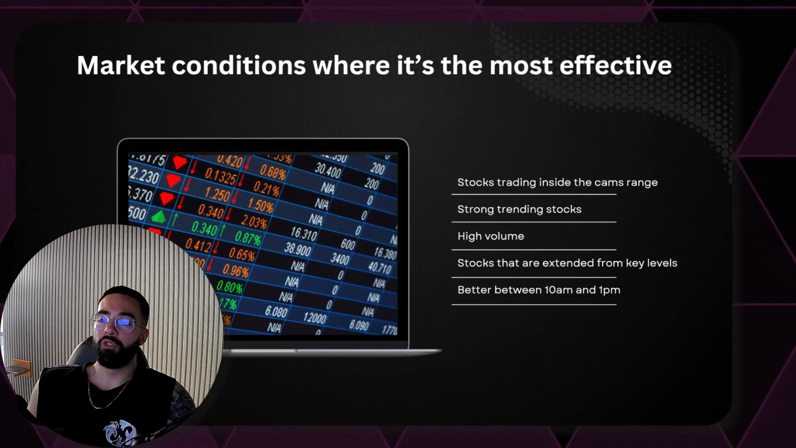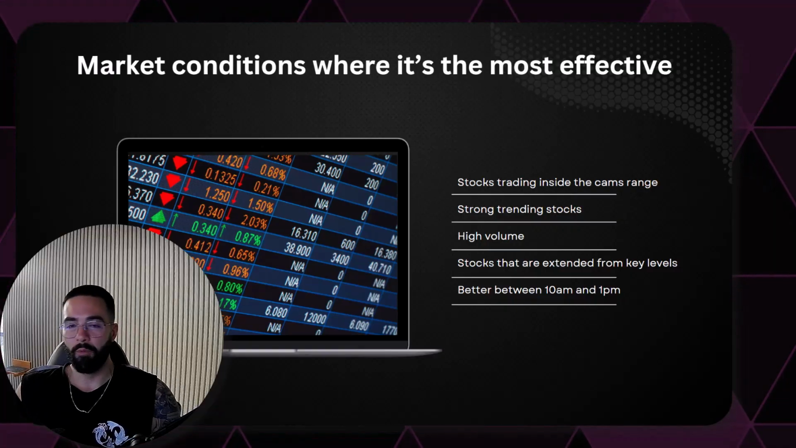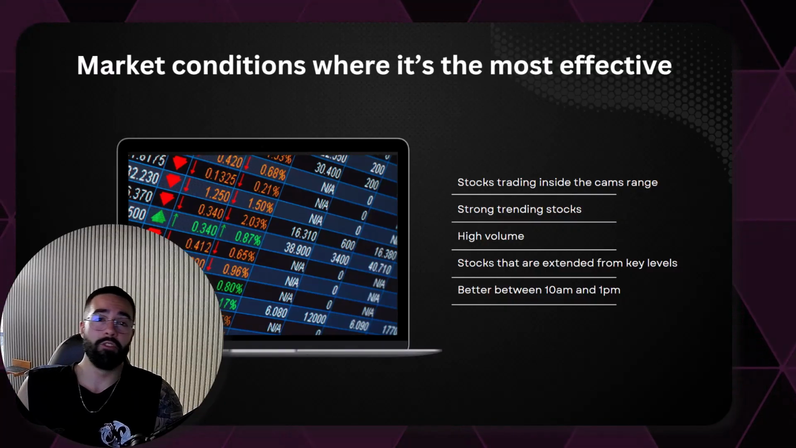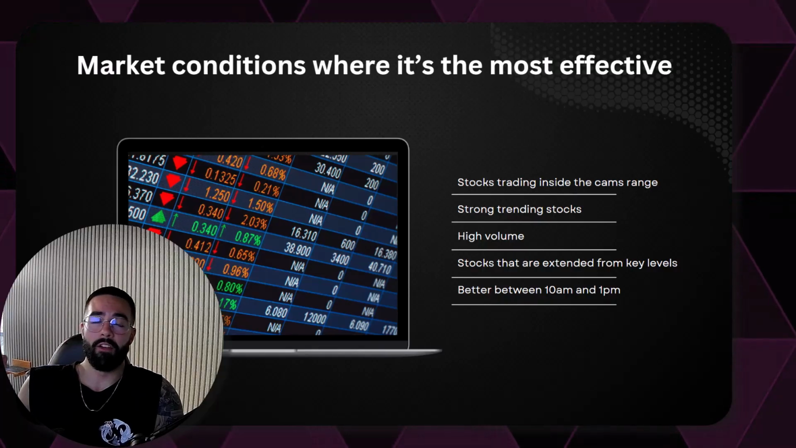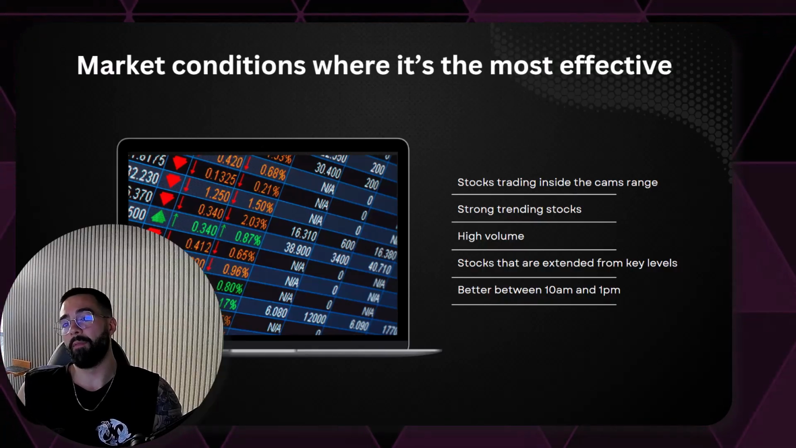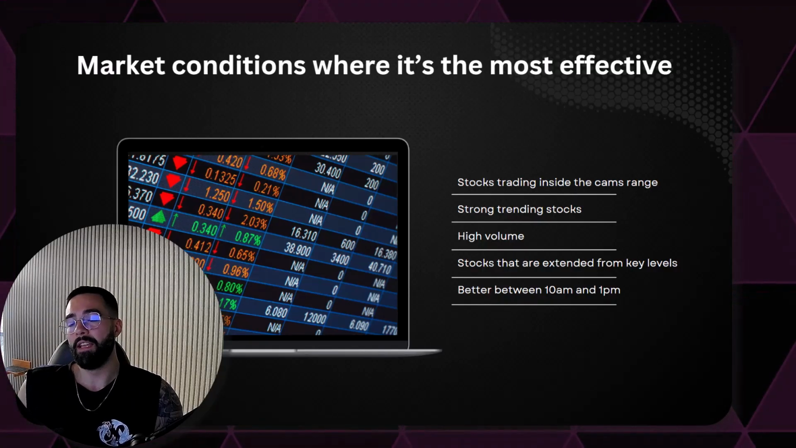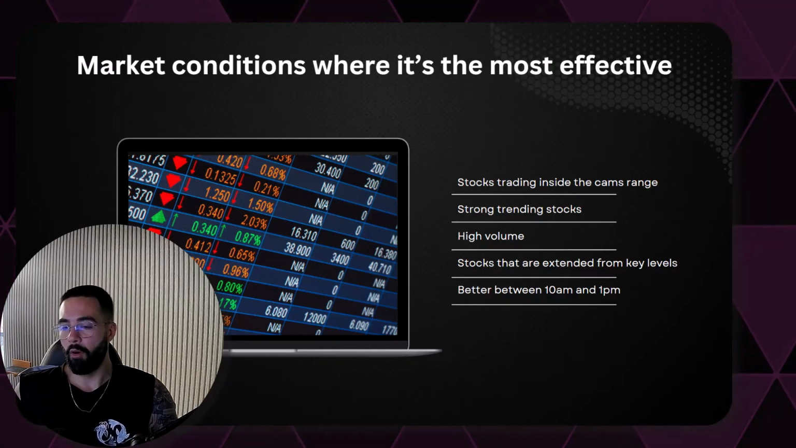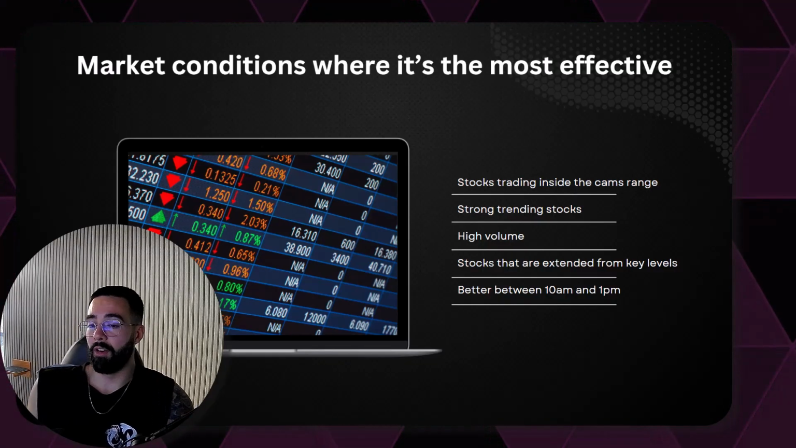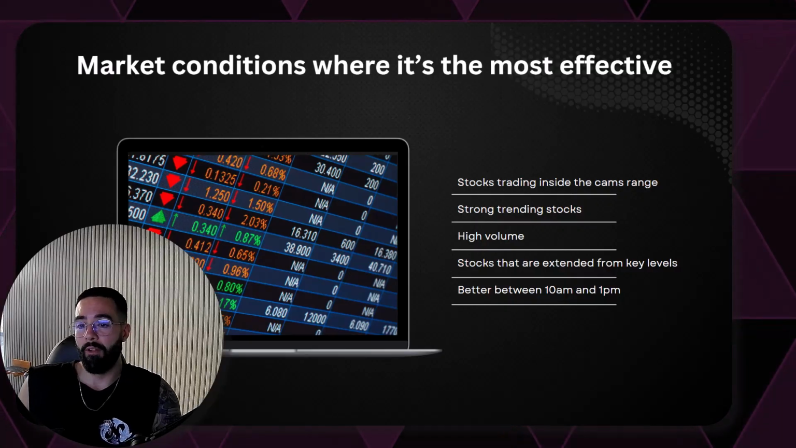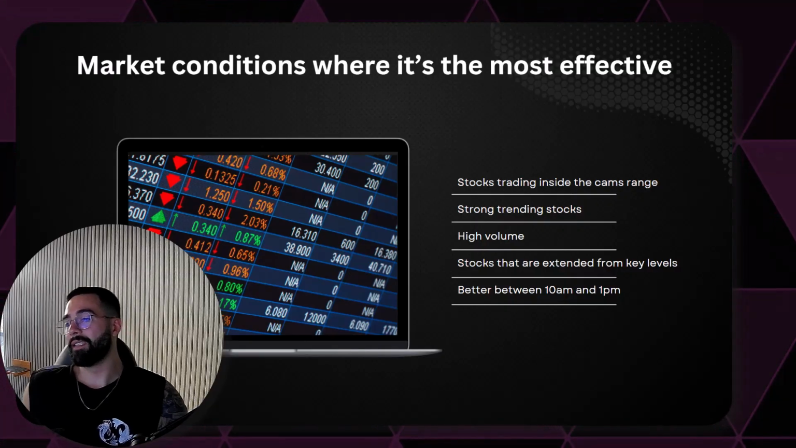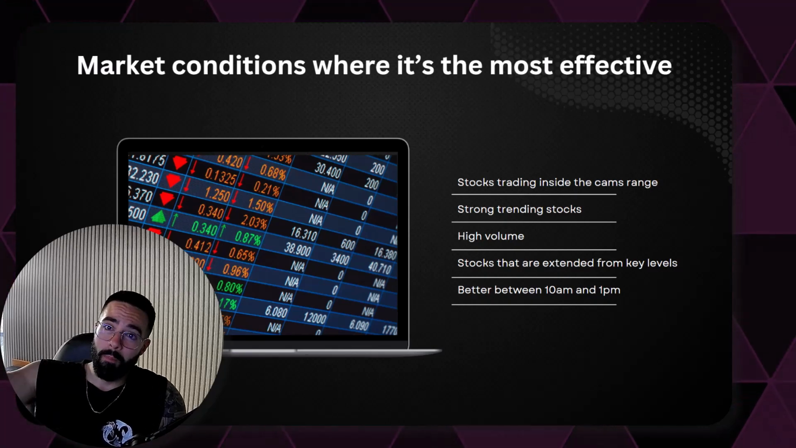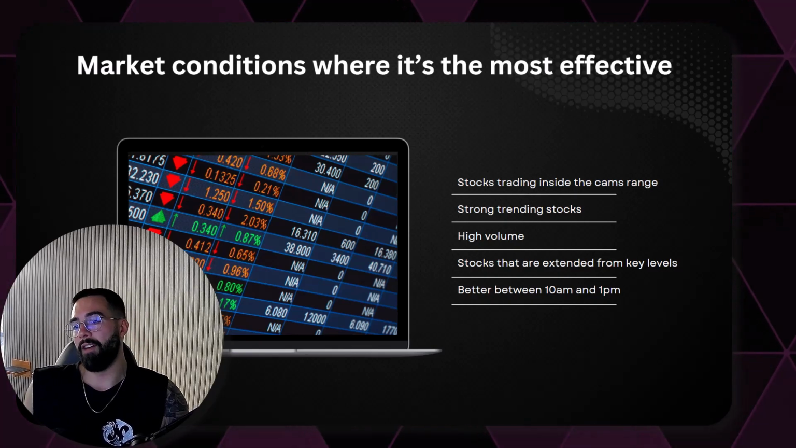Then strong trending stocks. When you have a stock trending really strongly in one direction, that's really good for the strategy because that usually means that there's a lot of volatility, a lot of interest, and we're trying to capitalize on the reversal back down into the middle of the value area. Then high volume, of course, high liquidity. That's what we want in terms of day trading in general. Then stocks that are extended from key levels. We're trying to catch those stocks because they're usually going to pull back into, like I say, the middle of the value.